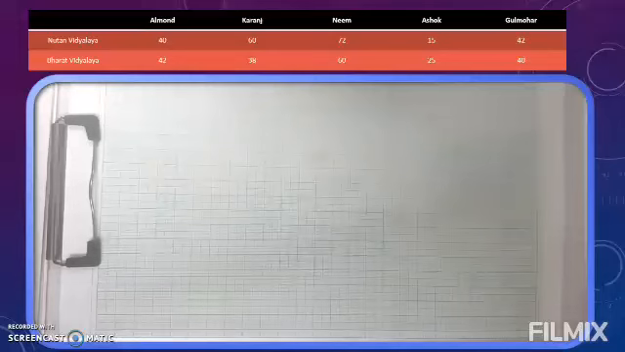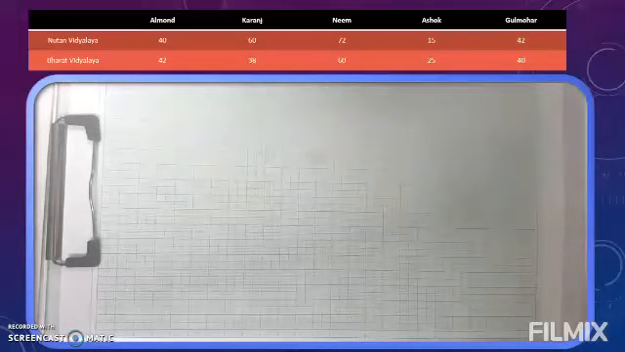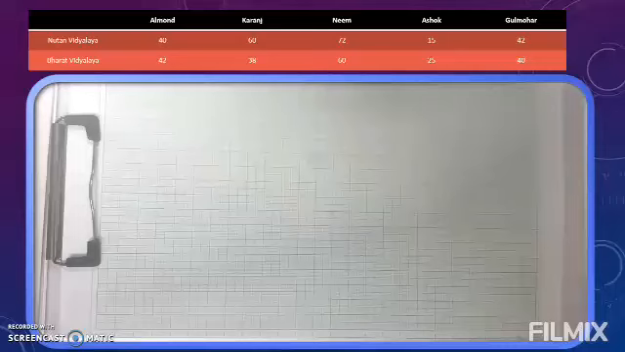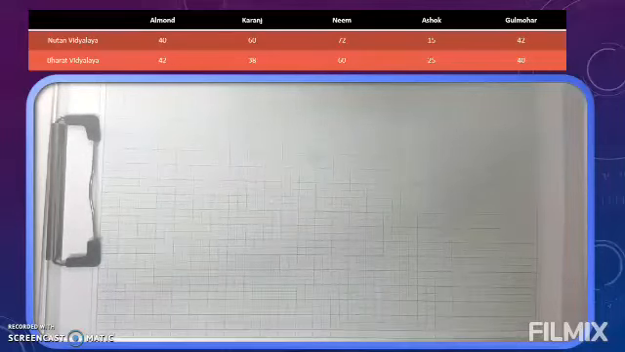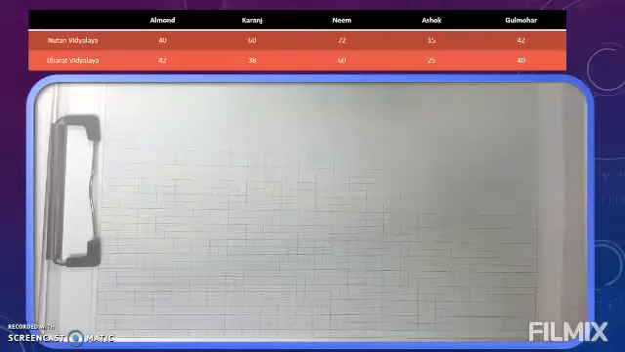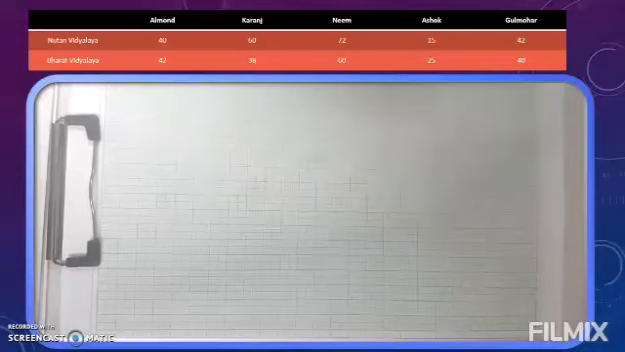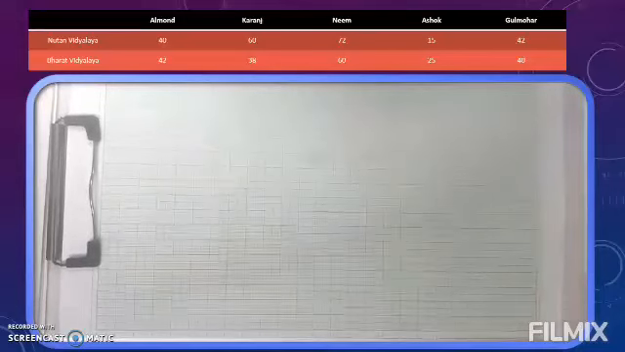Now about school, what information they had given? They had given that the schools have planted certain saplings. What saplings they planted? Like almond, karanj, neem, ashok, gulmohar. Then they have given certain numbers, that many saplings that particular school has planted. So we'll start our graph.